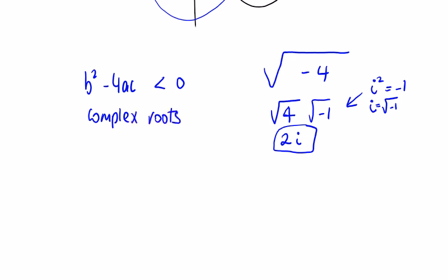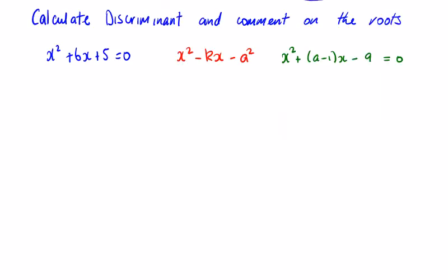So in this lesson, we're just going to look at a couple of questions where you're asked to comment on the nature of the roots. So let's have a look at those. So pause the video and give these three a try. Calculate the discriminant and comment on the roots. So b squared minus 4ac is 36 minus 4 by 1 by 5, which is 16, which is greater than 0. So therefore, two distinct roots.